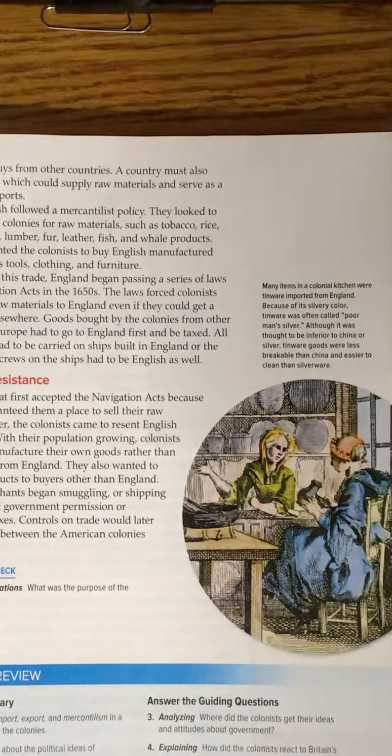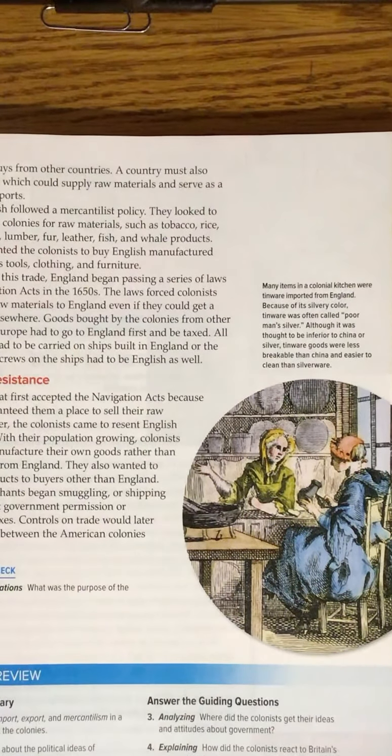Colonial resistance. The colonists at first accepted the Navigation Acts because the laws guaranteed them a place to sell their raw materials. Later, the colonists came to resent English restrictions. With their population growing, colonists wanted to manufacture their own goods rather than import them from England. They also wanted to sell their products to buyers other than England. Colonial merchants began smuggling, or shipping goods without government permission or payment of taxes. Controls on trade would later cause conflict between the American colonies and England.